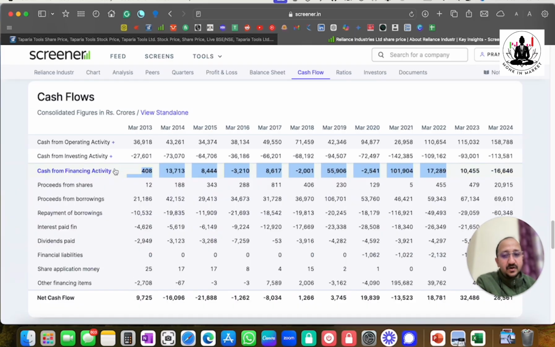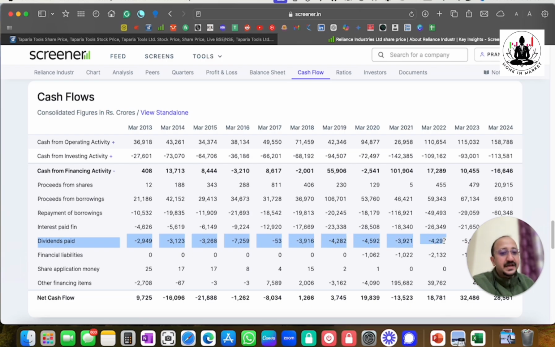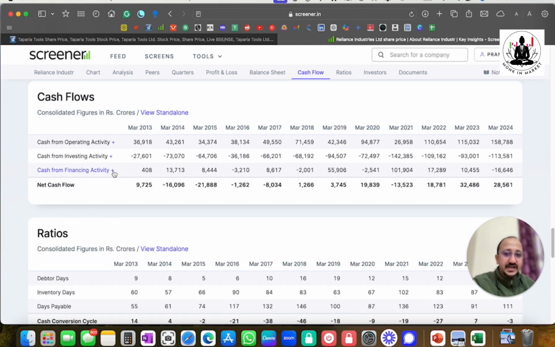So when we click on this plus sign, it will get expanded. See over here, it is dividend paid. Negative means it's going out of my pocket. So if a company is paying dividend, it's a good sign. It's a good sign that the company is distributing the profits. So it's a thumbs up.